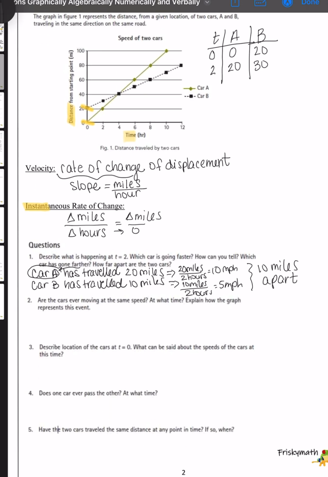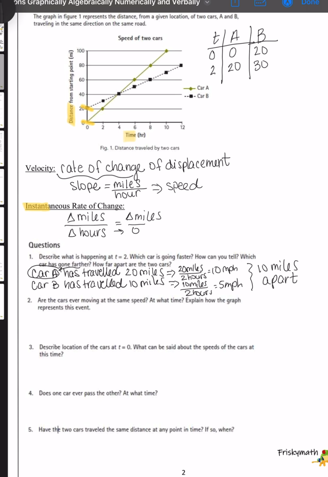Moving on to number 2. Are the cars ever moving at the same speed? So speed is really another word for velocity, right? Velocity is in the units miles per hour here, and so is speed, right? Velocity is just speed with direction involved, and we'll talk about that when we get to calculus.